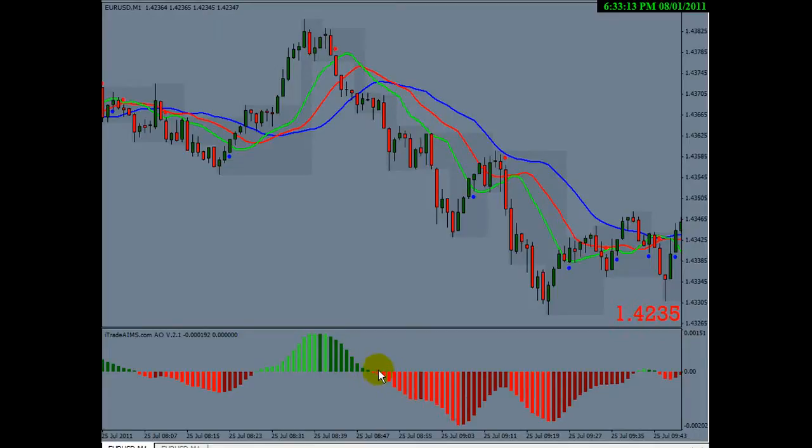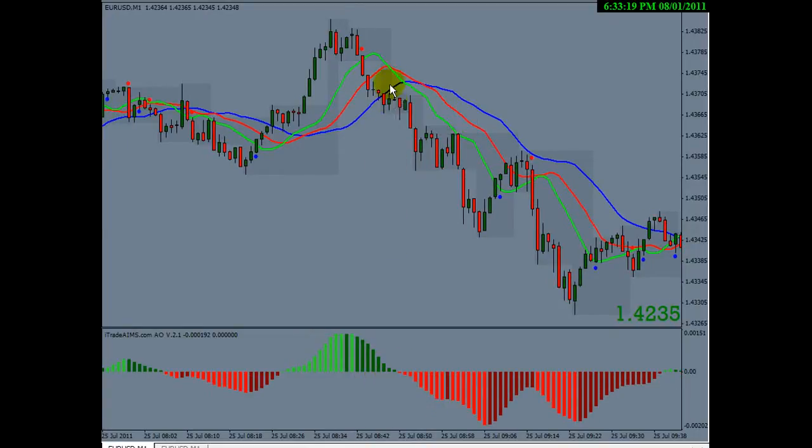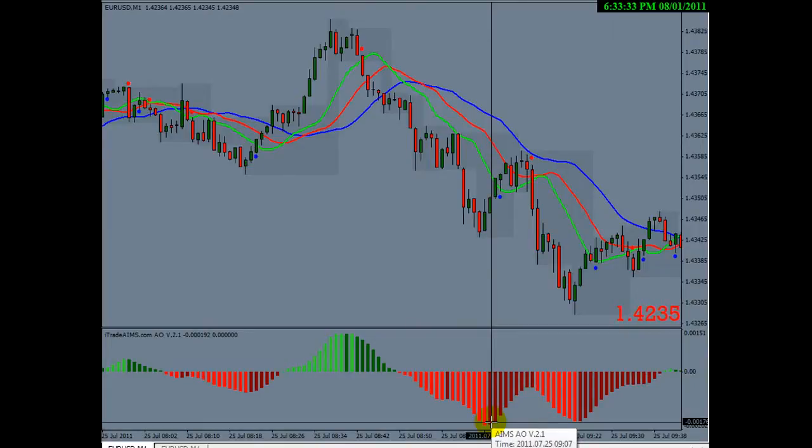See what happens around this dot. These few bars around this area. When price crosses over, AO crosses over, price is on the other side of alligator, breaking AIMS levels, coming down, comes here, creates a peak. That is your possible third wave.